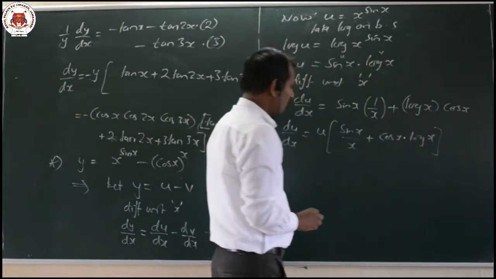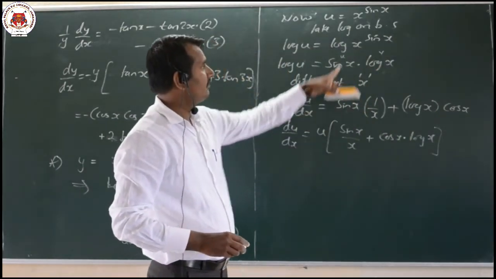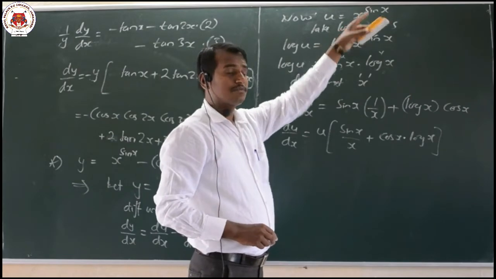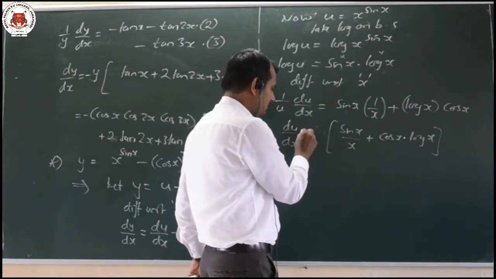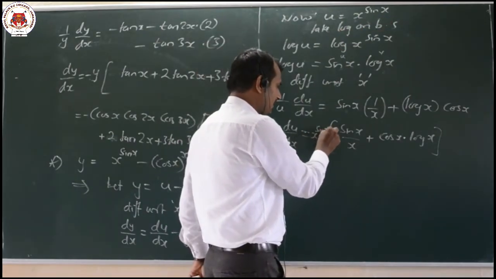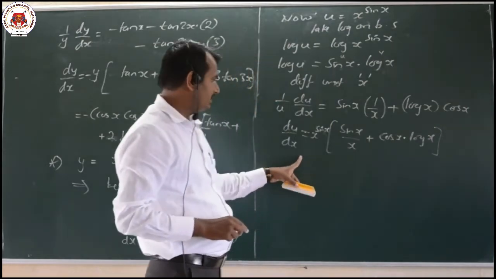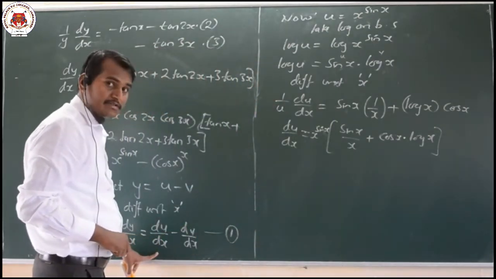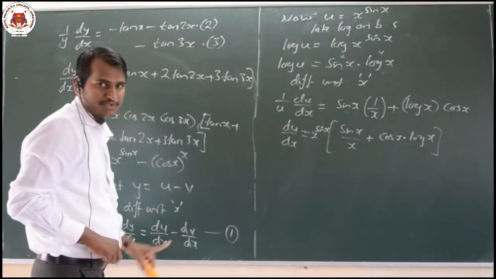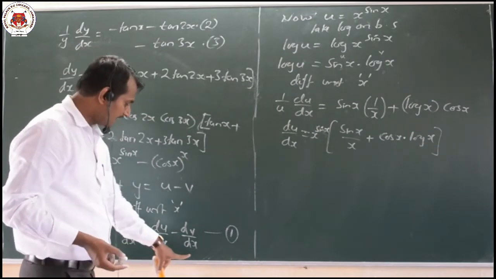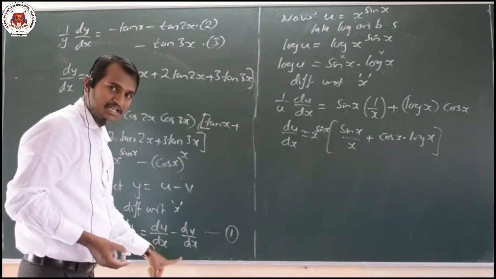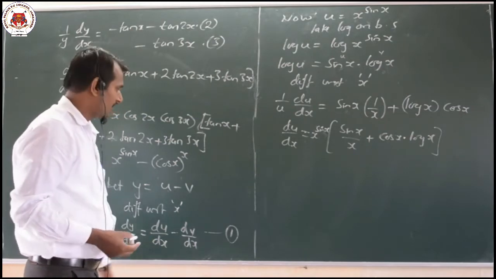Now what do you mean by u here? u means the given question, that is x to the power of sin x. In equation number 1 I have to substitute du by dx. So before that I require the value of dv by dx. The dv by dx value is also needed.